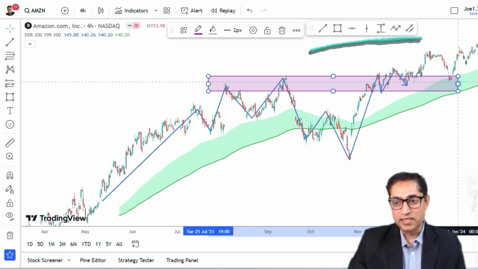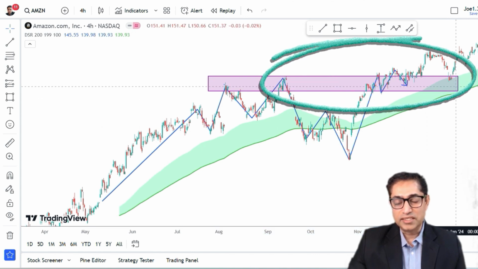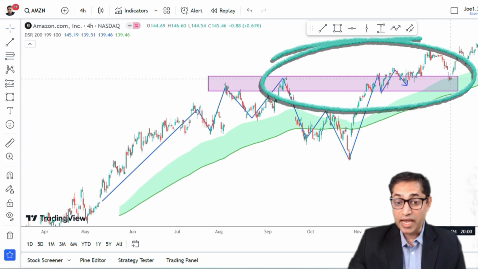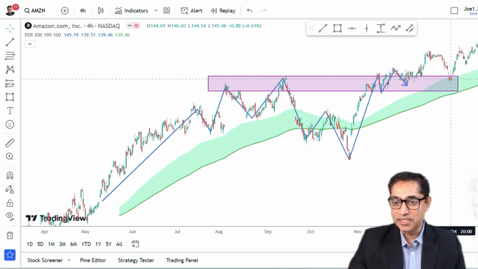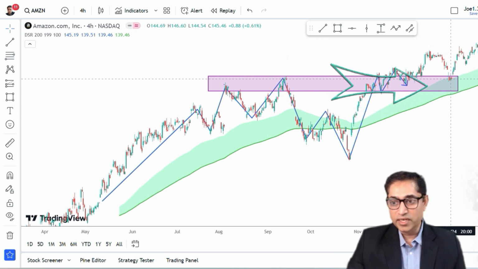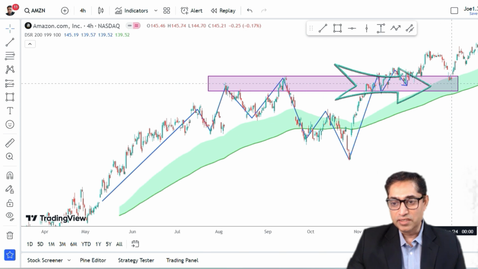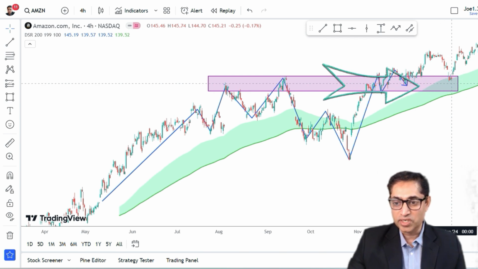you can see that the price has retraced back into the dynamic support and resistance zone and the structural support and resistance zone. So in this area over here, the price has retraced back to structural support and resistance and dynamic support and resistance. So this is a perfect area to enter your trade.